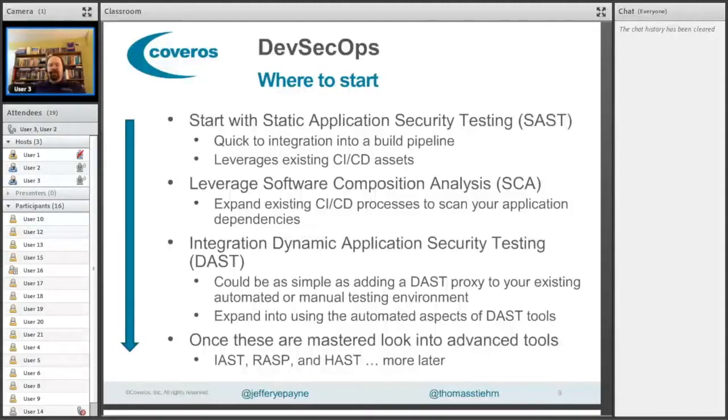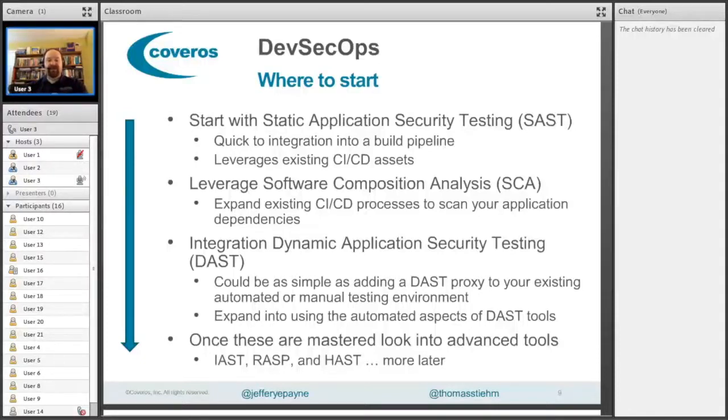So to give you kind of a roadmap of where to start, we generally look at starting with static application security testing. One of the reasons we do this is that you've already got some kind of static analysis, most likely in your build pipeline. A lot of people start with SonarQube and adding in security rules to SonarQube and then looking at building on there. So it leverages where you're already going and how you're already building.